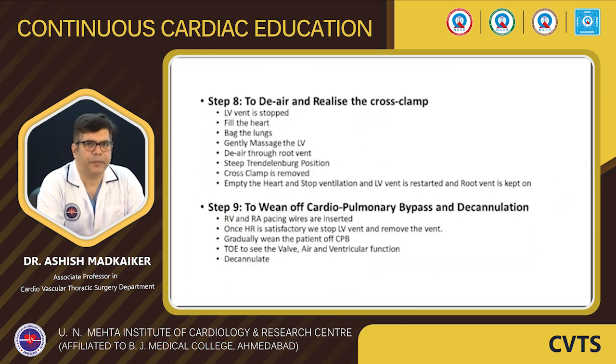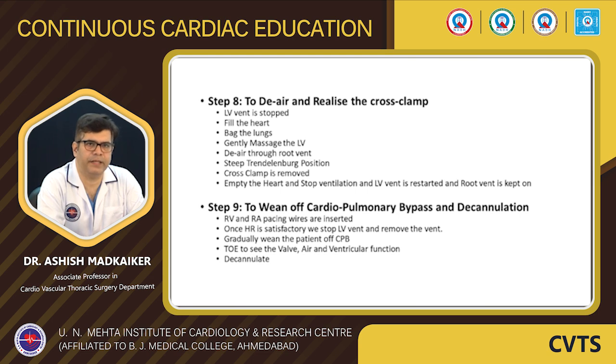Once we have closed the aortotomy, we move forward to de-air and release the cross clamp. So we stop the LV vent. We fill the heart by asking the perfusionist to slow down the return, back the lungs to fill the heart again, and gently massage the LV to do de-airing through a root vent. Then we put the patient in a steep Trendelenburg position, and we remove the cross clamp.